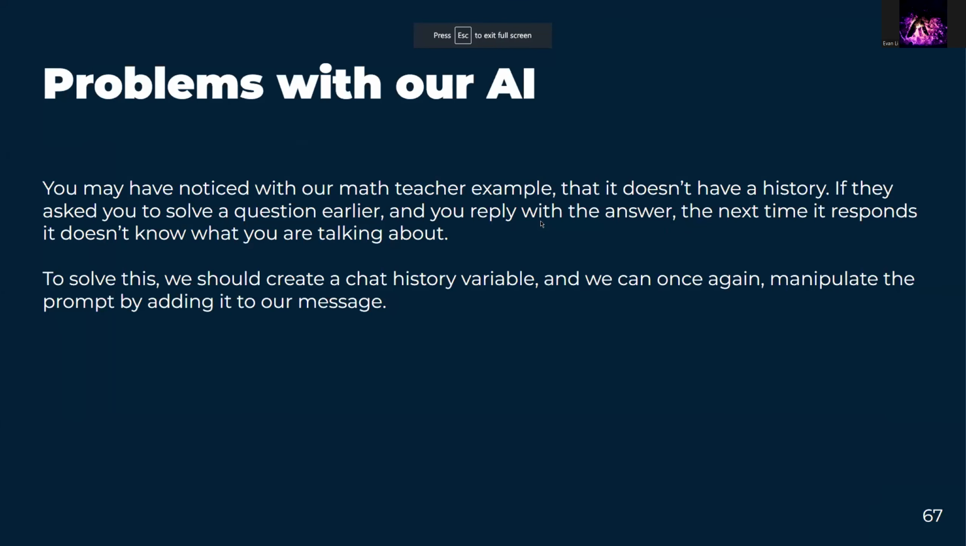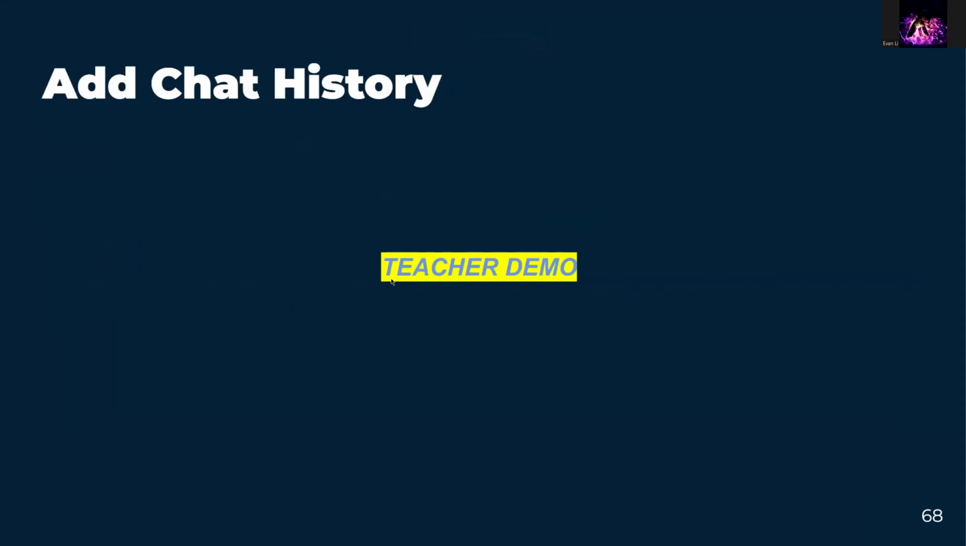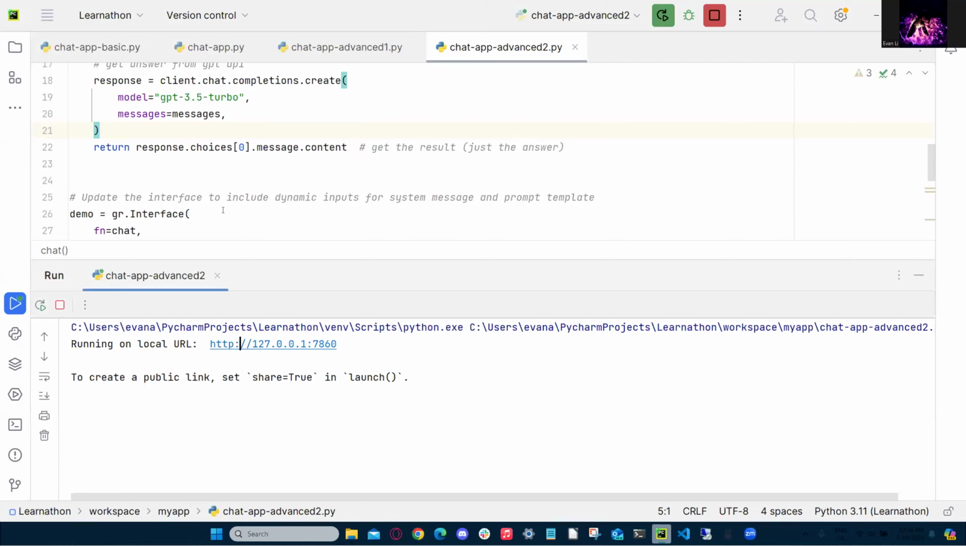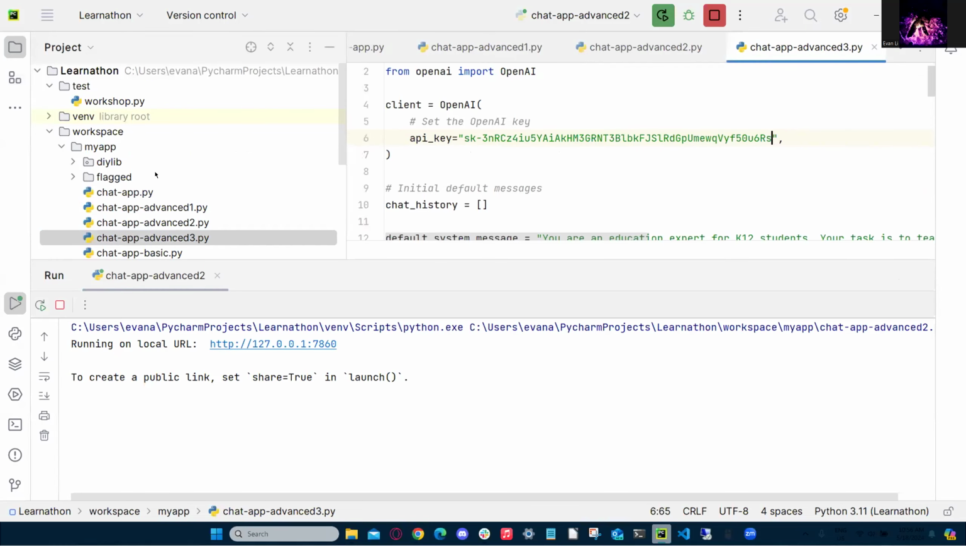So the problem here is that our AI has short-term memory. It doesn't know anything. It only responds to the question that you give it. It's like you calling them and then they suddenly delete their memory for no reason. To solve this, we can create a chat history variable full of the messages, and then we can manipulate the prompt by adding it to our message. So it's actually a bit more complex than the others, but once you get it, it's actually not that hard.